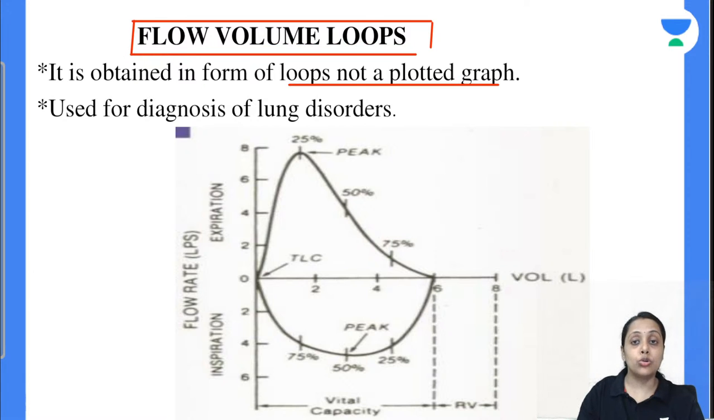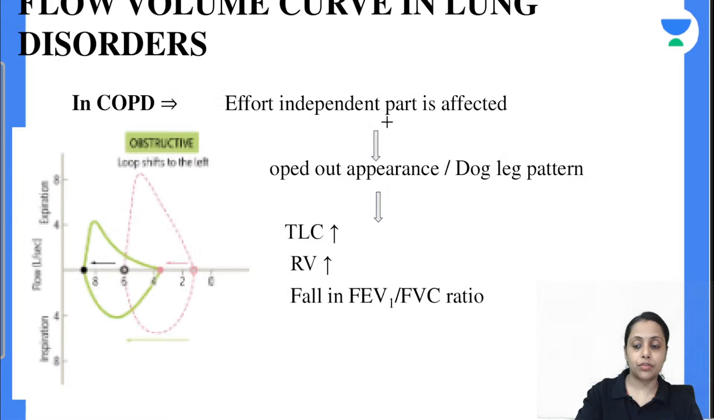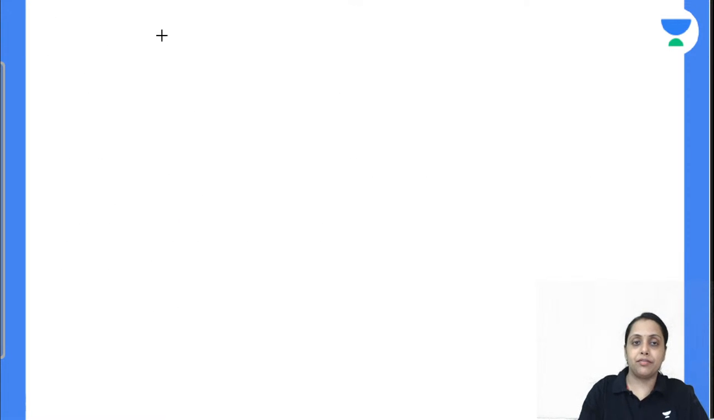So this is a loop, not a plotted graph. Do not confuse with the graph. This is not a graph. This is only and only loop. And this is important because it's the same different type of lung disorder ko differentiate karte hain. Kaise differentiate karte hain? Let me draw this one for all of you. Okay, fine. We have this page.